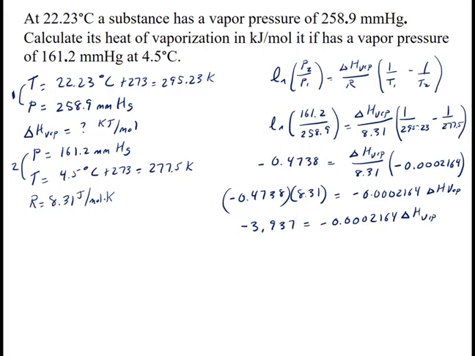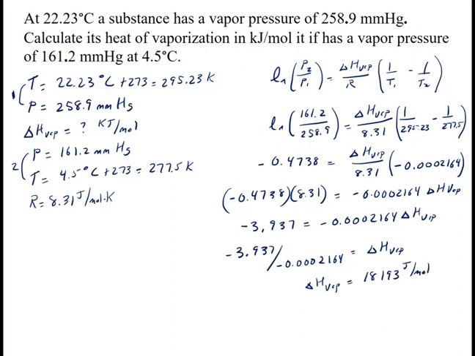Now I'm going to divide both sides by that 0.0002164. So a negative 3.937 divided by a negative 0.0002164 is equal to delta H of vaporization. And so my delta H of vaporization is 18,193, but that's in joules per mole.